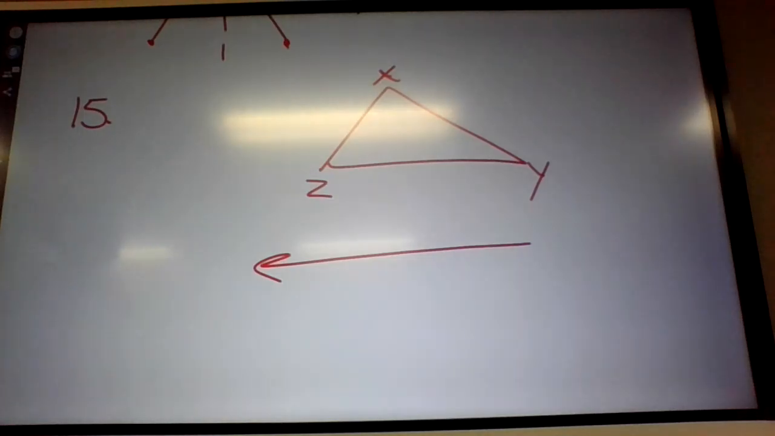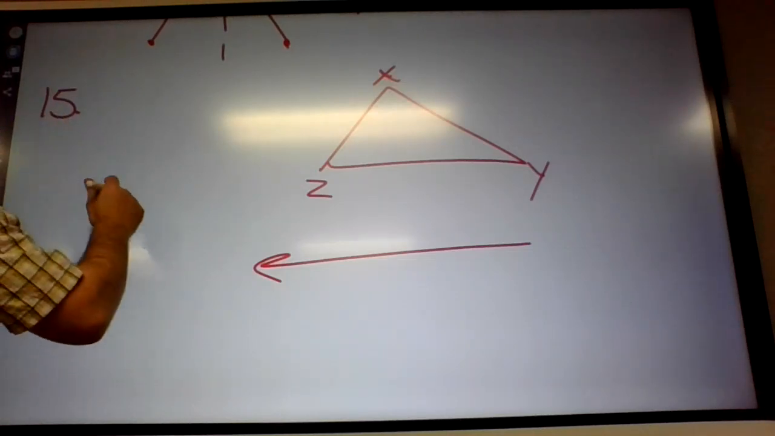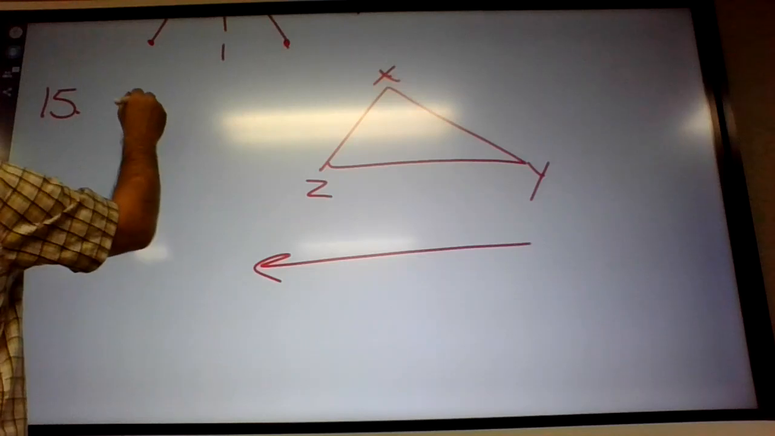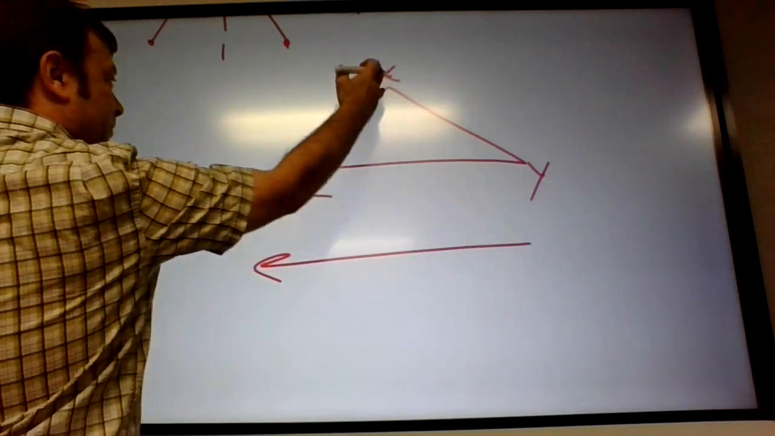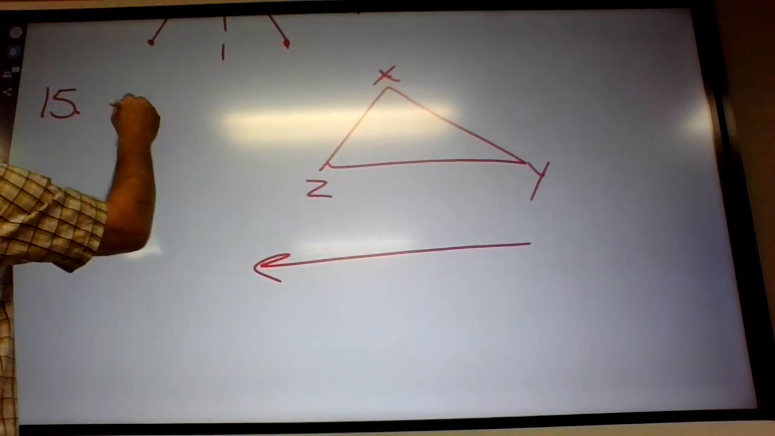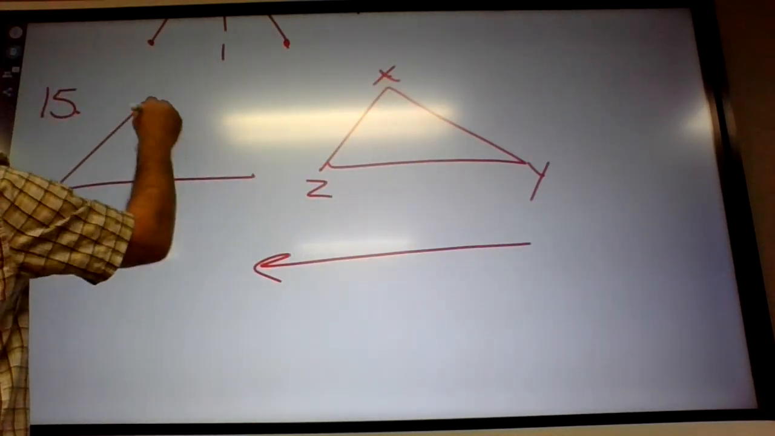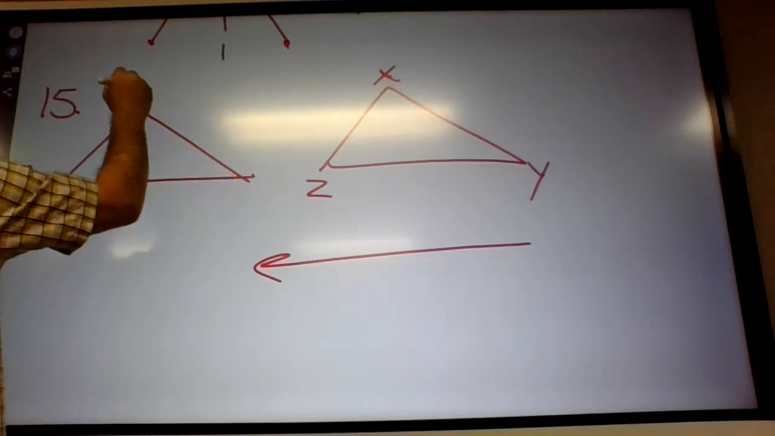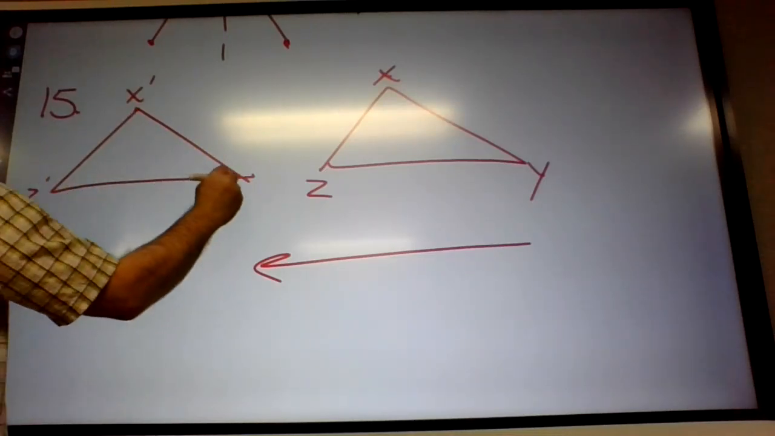Okay. The green line is telling us the direction and how far we should move the triangle. So, about this far. So it should look something like this, X', D', Y'.